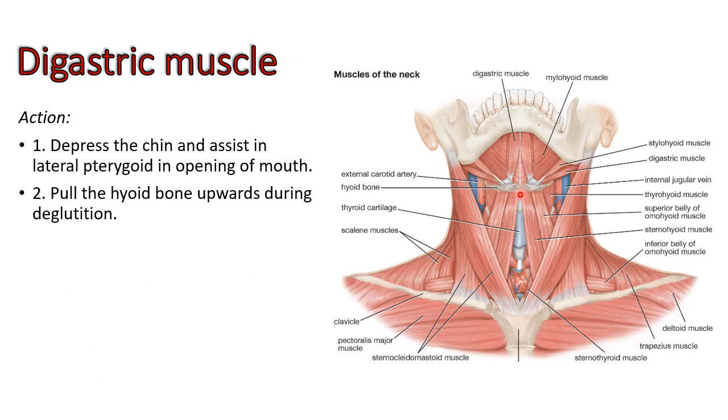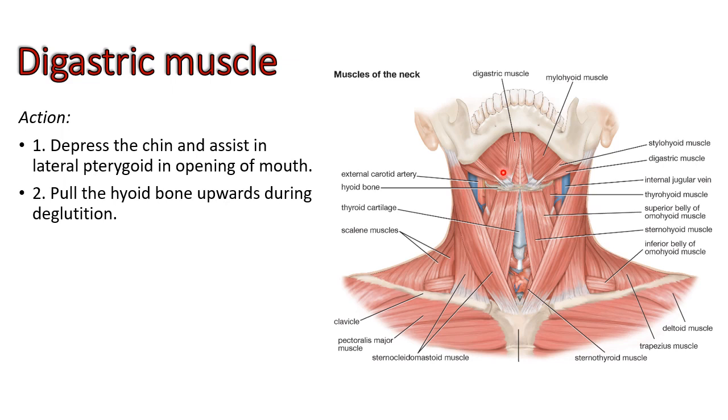Then it pulls the hyoid bone upwards during deglutition. Okay, so the hyoid bone has to move upward, then it will be pulled downwards by the infrahyoid muscles. So the mylohyoid muscle raises the floor of the mouth, and as the floor is raised, the hyoid bone has to be pulled upward by the digastric muscles.